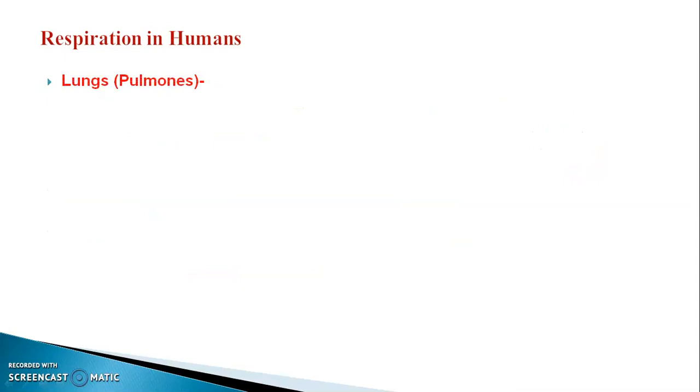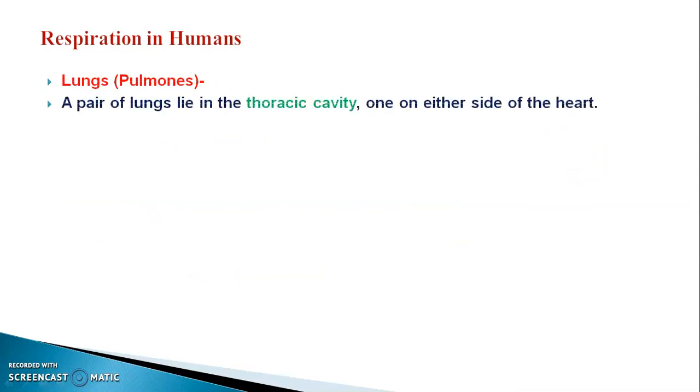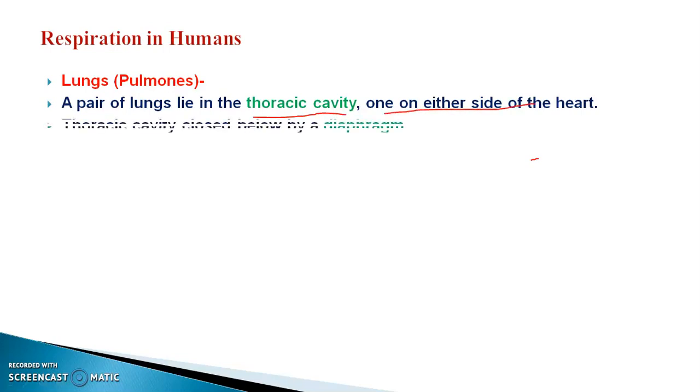Now move to the next respiratory organ, the lungs. It is also known as pulmones, right? So in the human being, a pair of lungs is present in the thoracic cavity. These lungs lie in the thoracic cavity on either side of the heart. This thoracic cavity at the lower side is closed by a diaphragm, right?